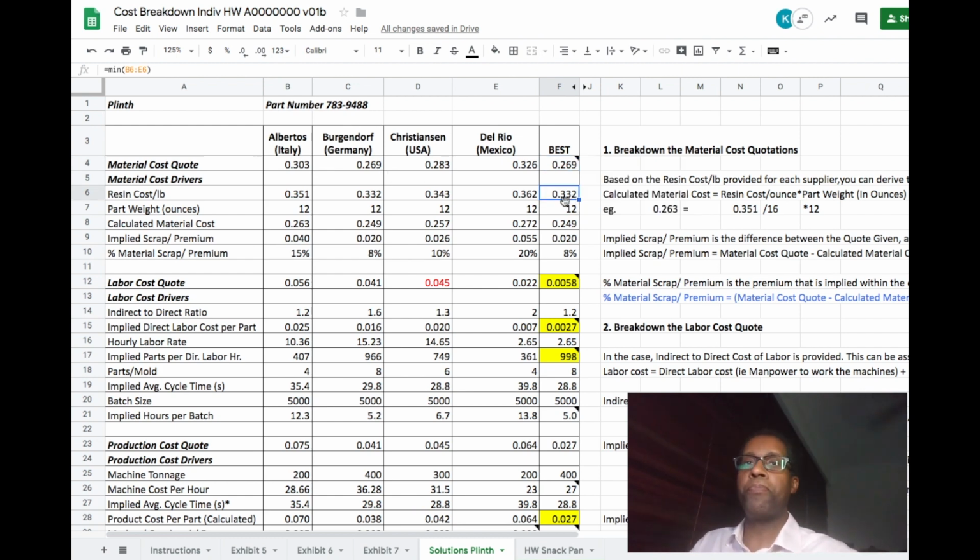Next, we look at what is the amount that we have for calculated material. We're going to go through and calculate out each one of these, F6 and F7, based on the cheapest resin, the lowest part rate, and that's going to give us a nice number. Divided by, again, into ounces to figure that out.